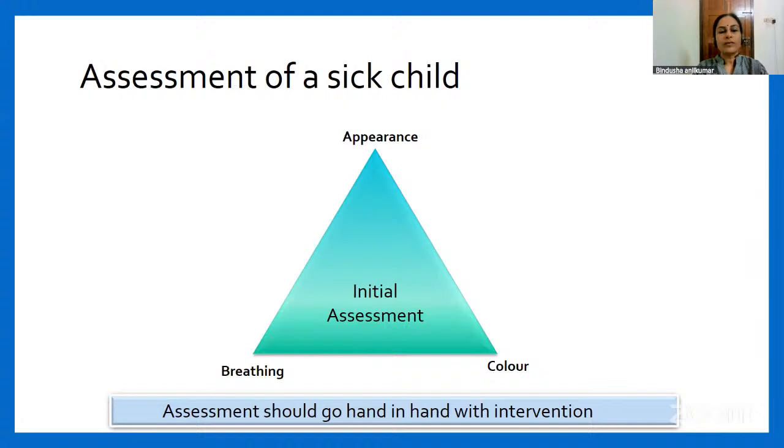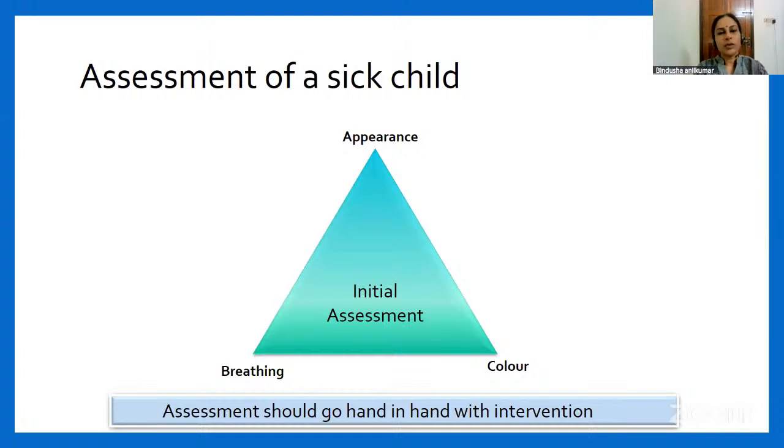Whenever you are seeing any child, whether in your casualty or OP, wherever any sick child is brought to you, the first thing we need to do is an initial assessment. For this, you need not even touch the patient. This is otherwise known as a doorway assessment. While the parent is carrying the child into your clinic, you make a first impression. Is the baby very sick? That is the only thing you want to understand by this initial assessment.